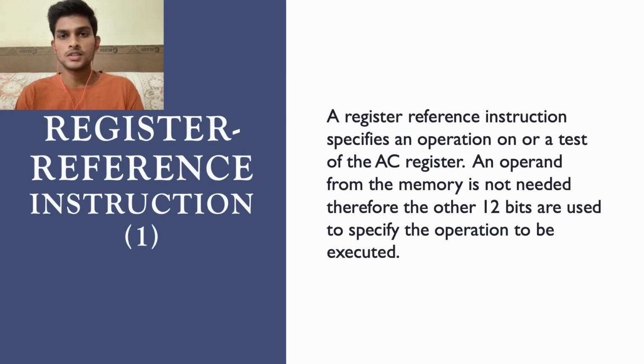A register reference instruction specifies an operation on the AC register. An operand from the memory is not really required. Therefore, the other 12 bits are used to specify the operation to be executed.